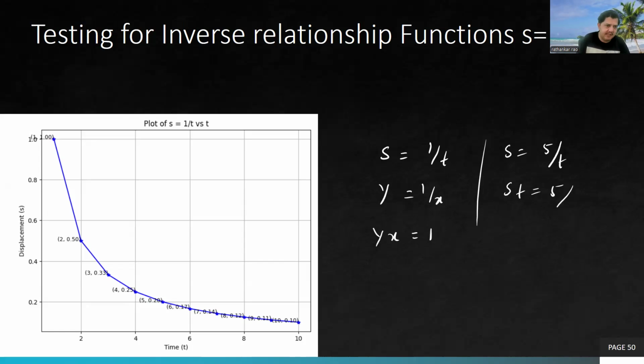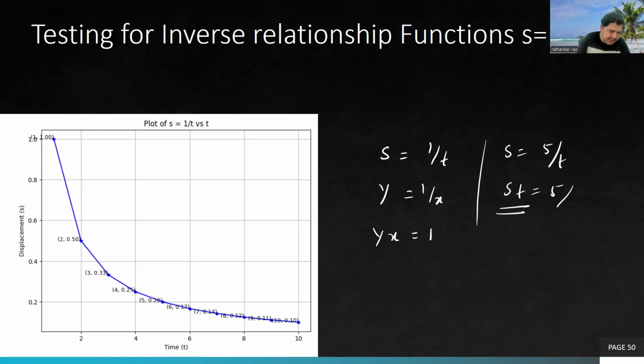Now let us take up this example. For every point it should be the same value. Only then do you call it inversely proportional. Very important point. Make a note of this. Therefore, any curve like this will not give you inverse proportions. Only when this condition is met can you call this an inverse proportion.